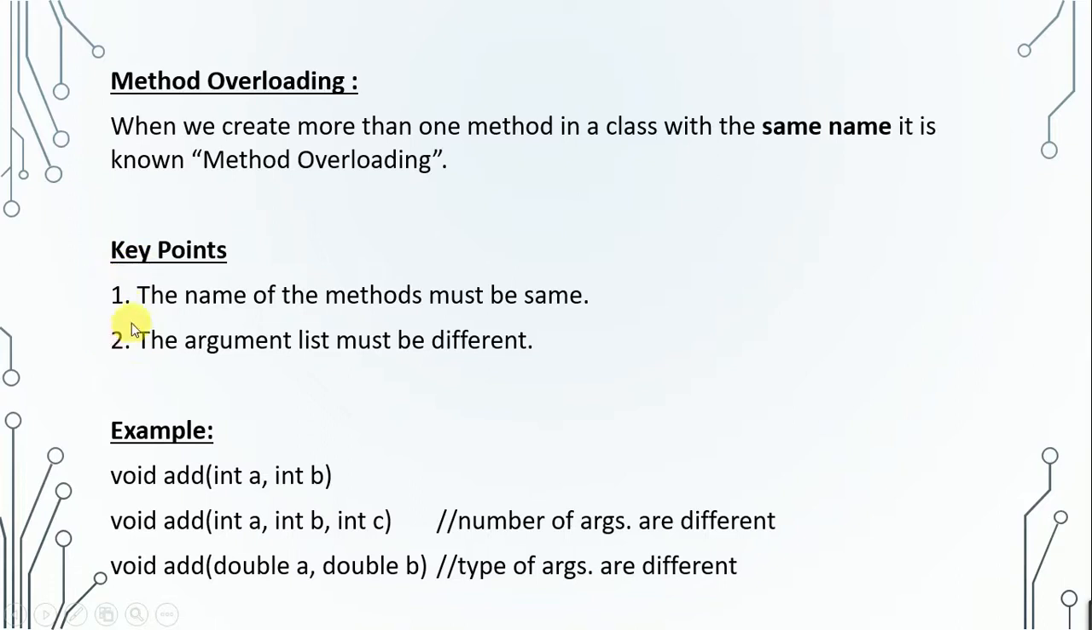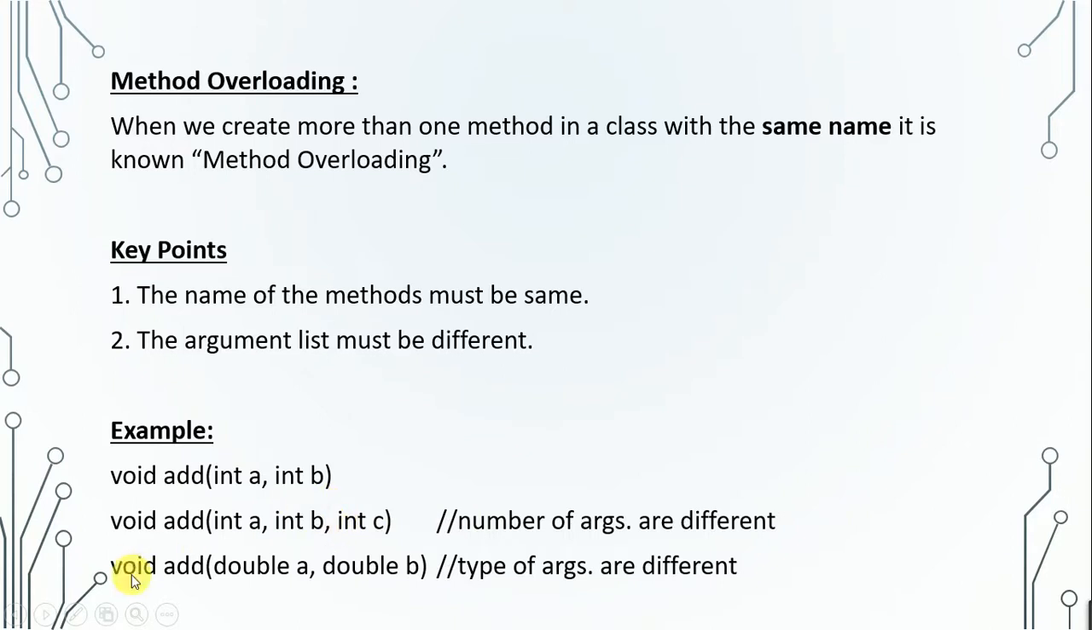Okay. So the first point is the name of the methods must be the same and the argument list of the methods must be different. As you can see in these examples, we have three methods with the same name. The name of the method is add. The first method has two arguments of integer type, and the second method has the same name and it has three arguments a, b, c. So because the number of arguments is different, we can say it is a valid method overloading.